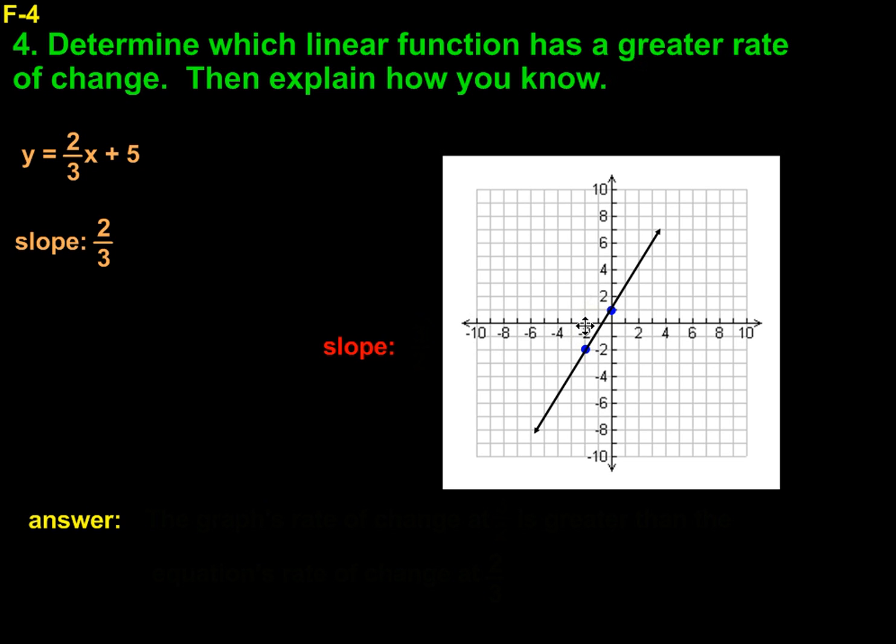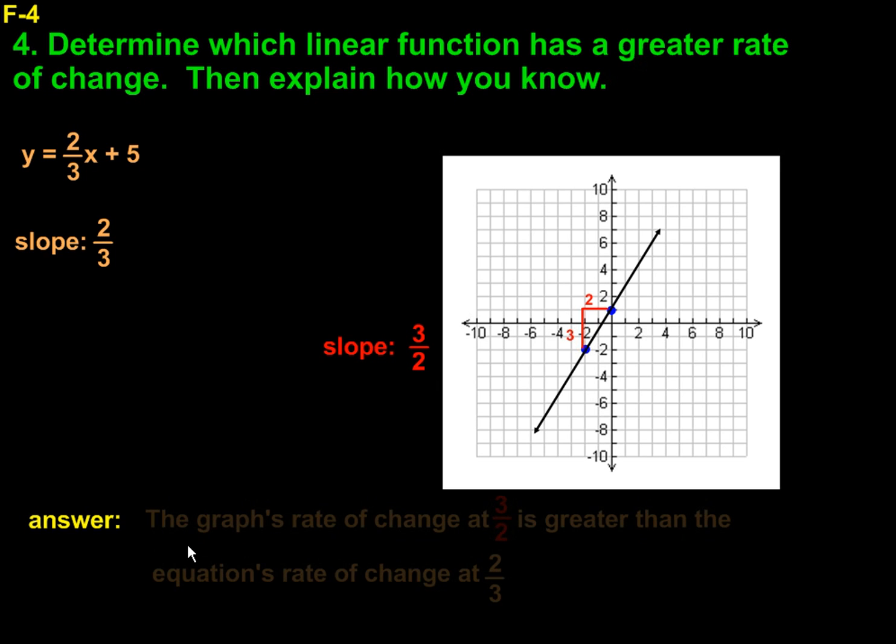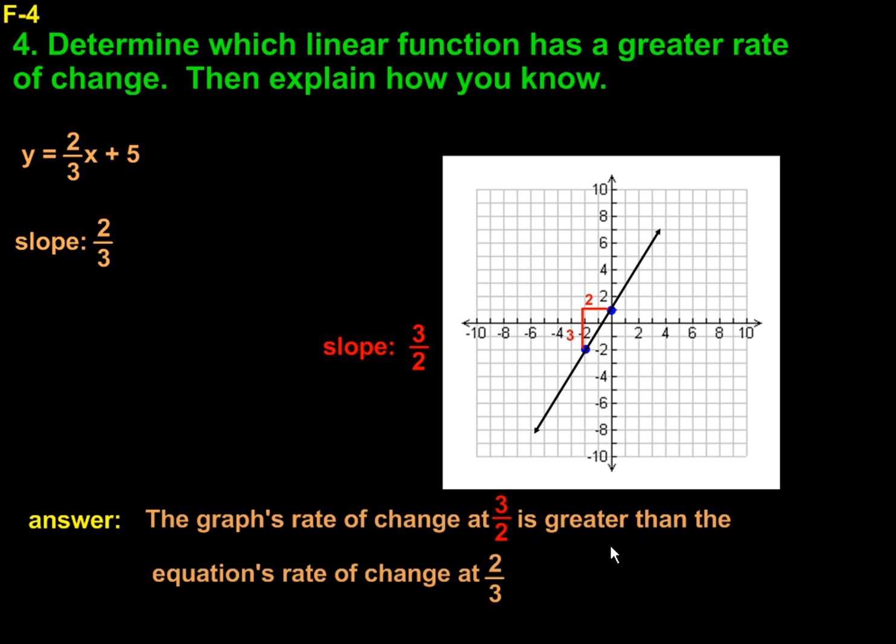So we can see the rise is 3, or the y value is 3, and the run is 2, or the x value is 2. So that's going to give us a slope with y over x of 3 over 2. So we have a 2/3 slope and a 3/2 slope. Now, the answer to that then is the graph's rate of change at 3 over 2 is greater than the equation's rate of change at 2 over 3.